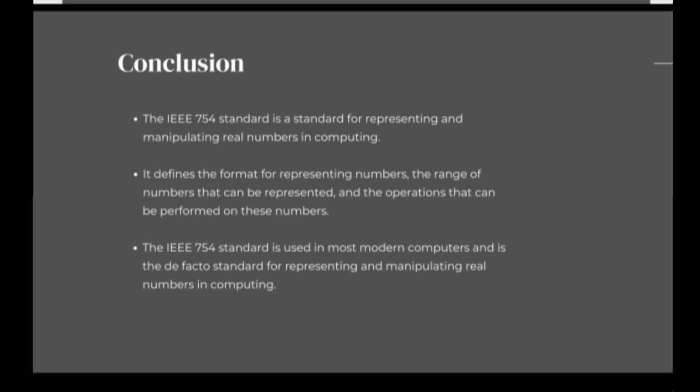Further, the IEEE 754 standard is used in most modern computers and is the de facto standard for representing and manipulating real numbers in computing. Basically, a de facto standard is one that has become accepted in practice but has not undergone any formal process to obtain consensus and may not even have publicly available documentation.